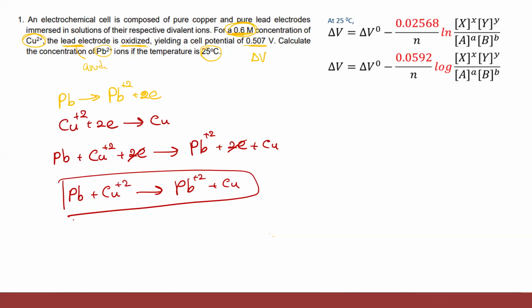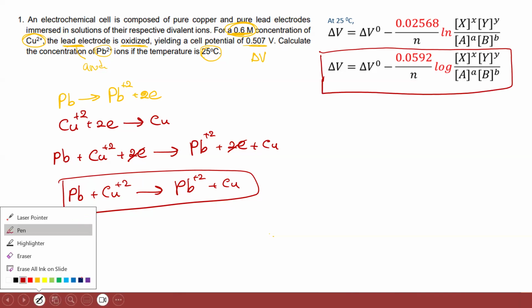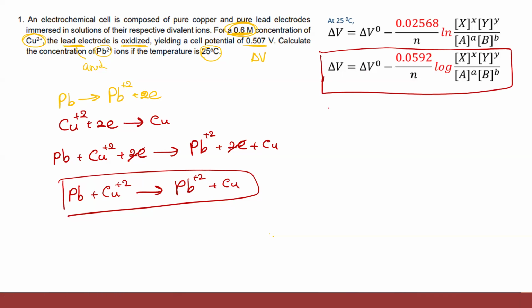You can use either the log or ln. Let's use the log, and in the next question, let's use the ln. So here, this is given to you, am I right? 0.507 is given to you. Find out which one we know, which one we don't know, and we figure it out.